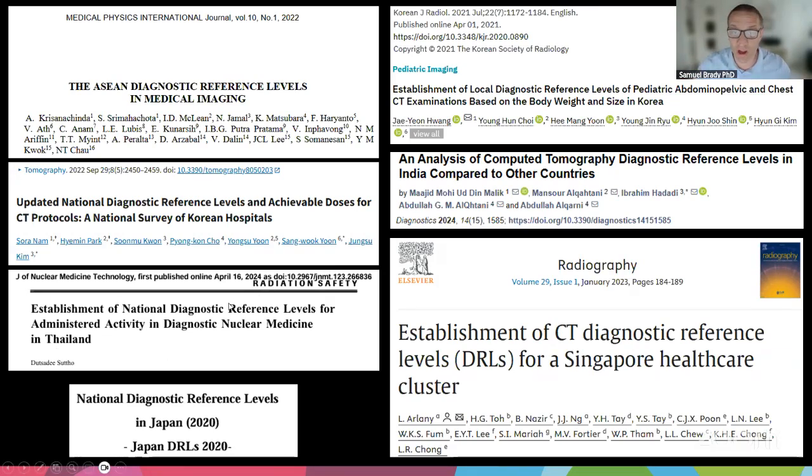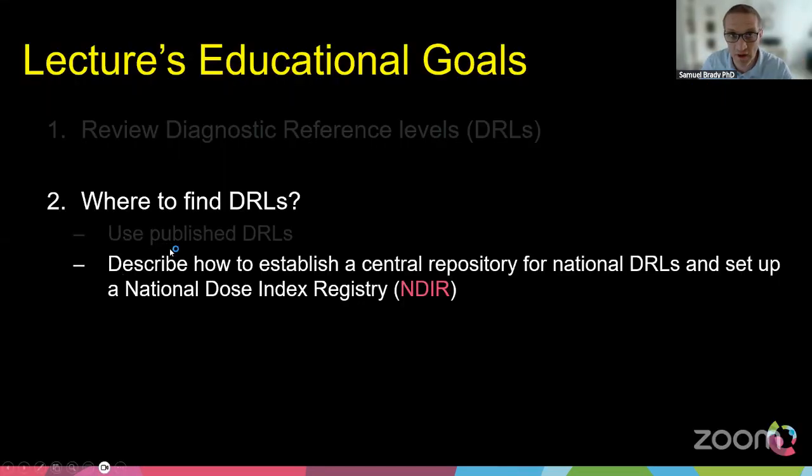All across your region, there are lots of DRLs that have been established for both adults and pediatrics among most of the imaging modalities. So the option here is you can just simply find the DRLs online and apply them for your country and at your institution. But if you want to establish something that's more generalized for your specific population, for your specific country, you need to establish a national dose index registry, or something called an NDIR.